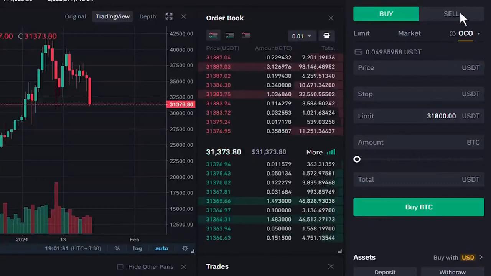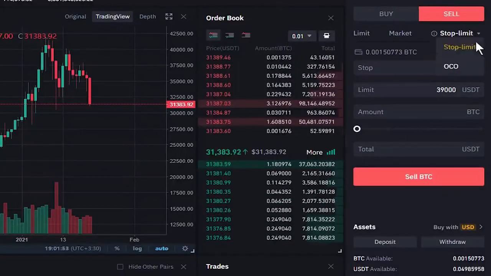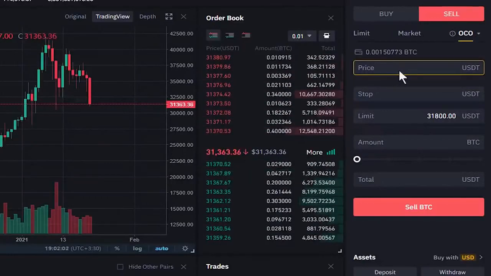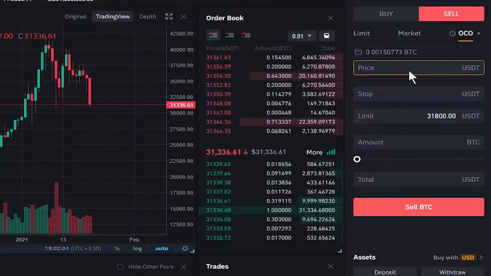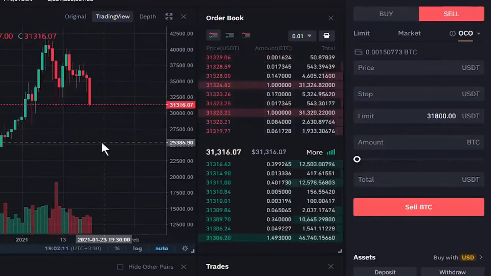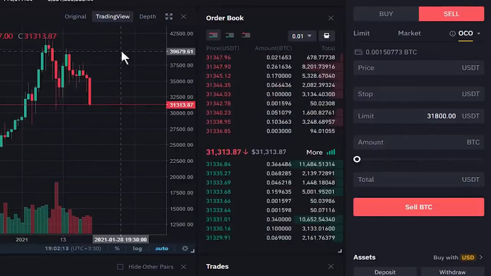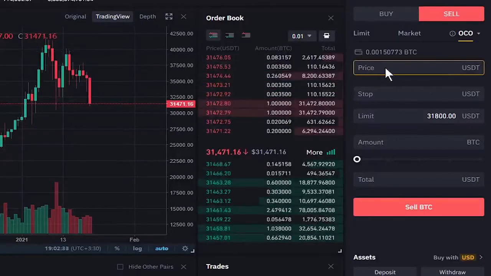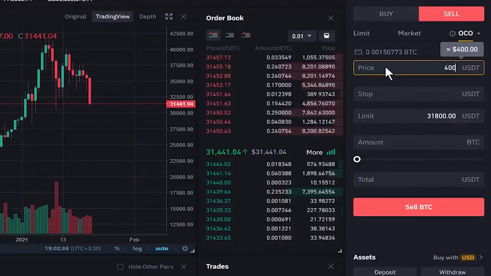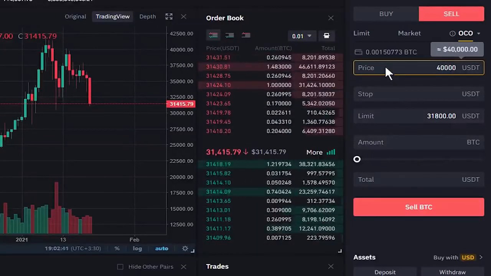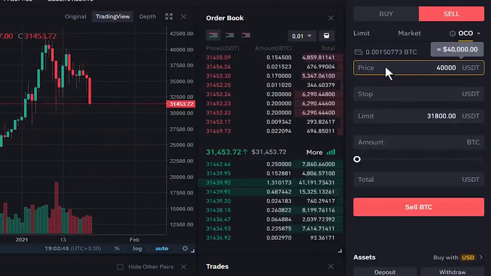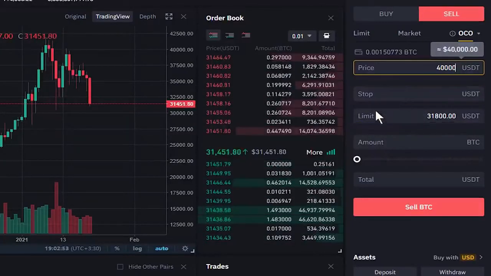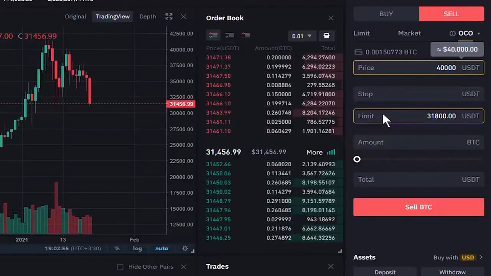Let's go to Sell tab and OCO. Here you place your limit order. Actually, by the help of this order, you can set take profit order. For example, consider we got a strong resistance level at 40,000 and we want to sell our Bitcoin at that level. So here we set the limit price on 40,000. So when the price reaches to 40,000, this order will be triggered and your Bitcoin will be sold at 40,000 or a better price.